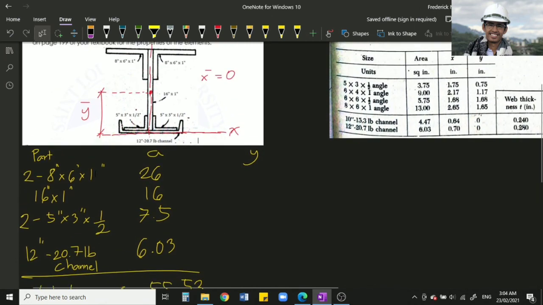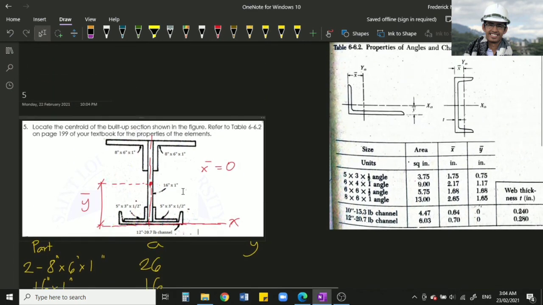So for bar y, yung dalawang angle natin na 8 by 6 by 1. Dito mismo, nandito banda yung angle natin, no? Dito banda yung kanyang centroid. So same lang din yan. So ang kailangan lang natin kunin na distance is ito. Okay? Itong distance na to.